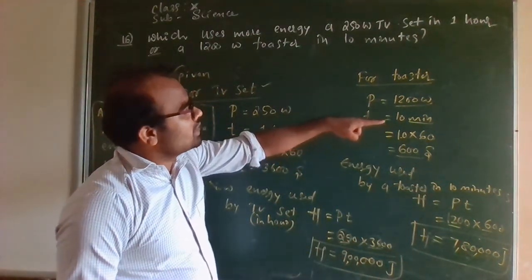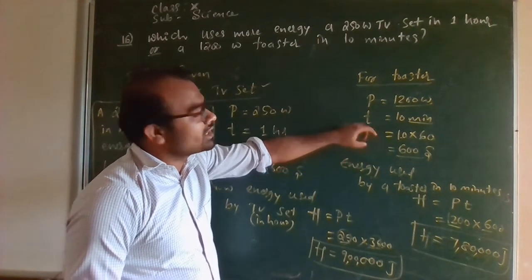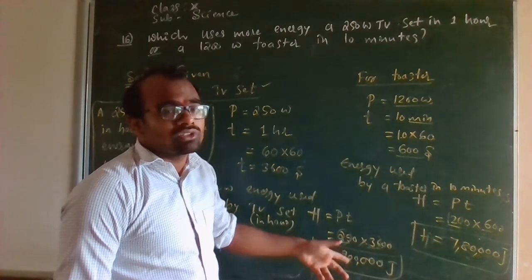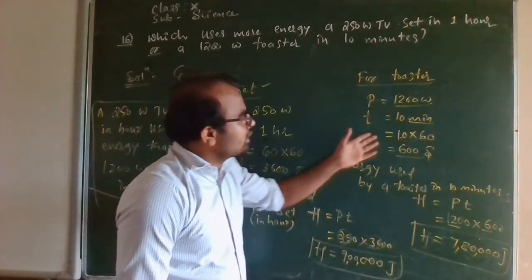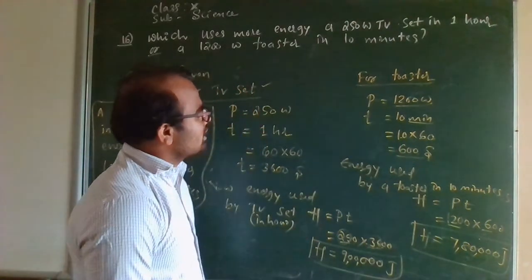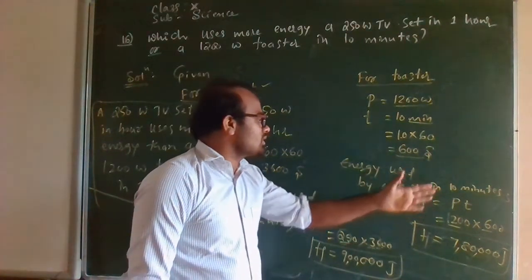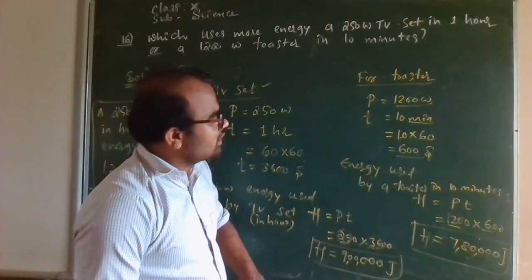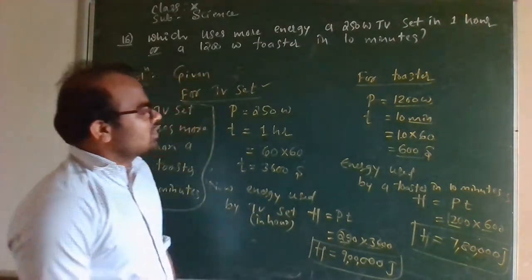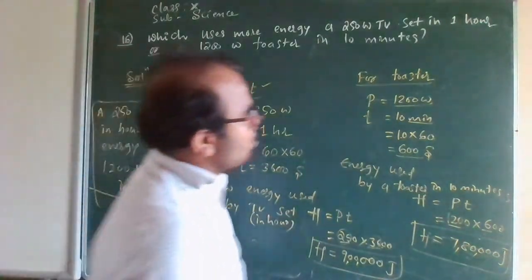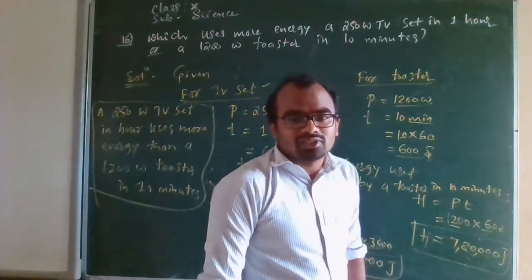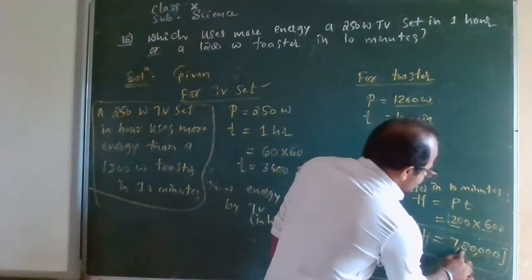Now for the toaster, P is equal to 1200 watt. T is equal to 10 minutes, so we have to convert this into seconds again, because the second is our SI unit. 10 into 60 gives 600 seconds. So energy used by a toaster in 10 minutes is H is equal to P into T. So 1200 into 600, that means 12 6s are, see, we have made a little bit of mistake here. 12 6s are how much? 72. I have written it as 78.